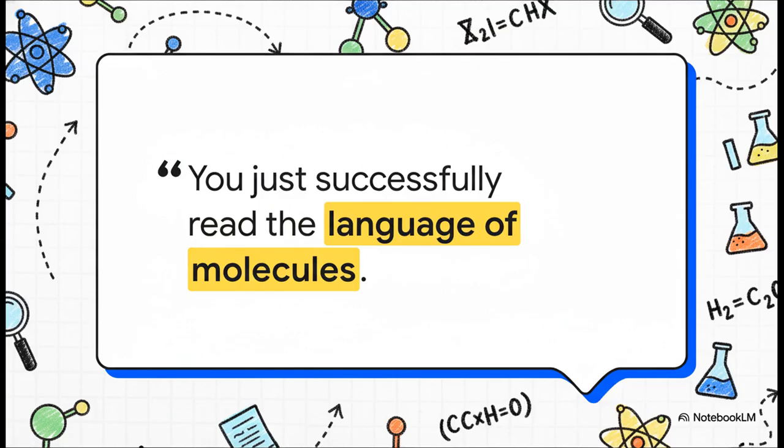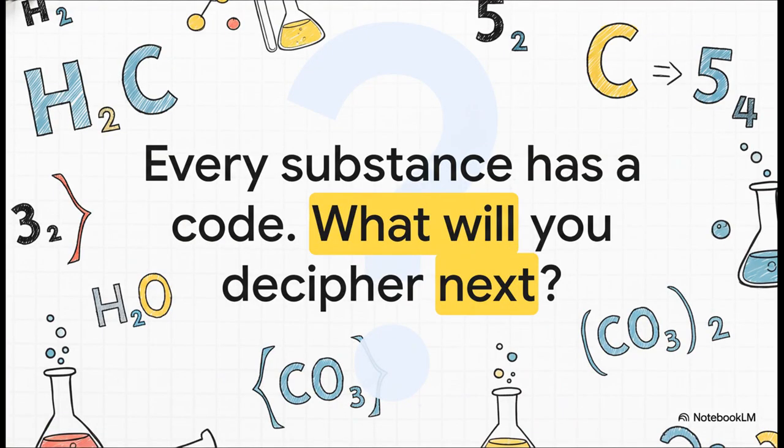And just like that, you did it. You took that really complex-looking chemical formula and you translated it. You've just taken your first and most important step into reading the fundamental language of the universe. Think about it. From the salt on your table to the stars in the sky, every single thing has a chemical formula, a code just waiting to be read. Now that you have the key, the only question left is, what will you decipher next?